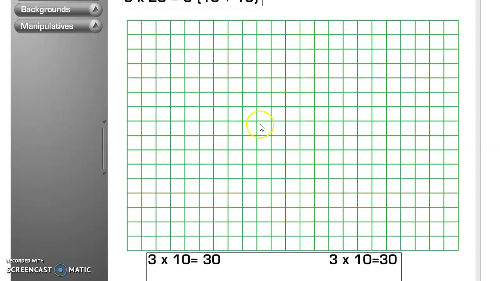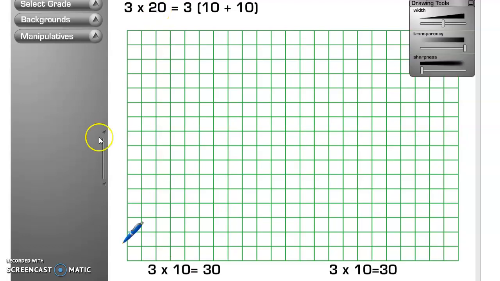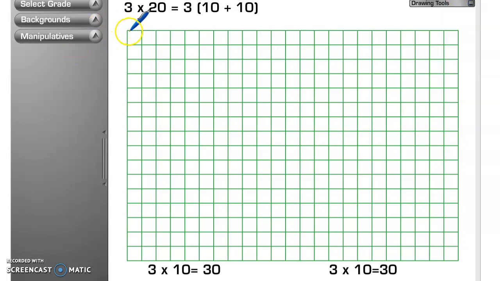Today with the distributive property, what we're going to be doing is we are going to be looking at grids. So our problem is 3 times 20. So what I'm going to do is I'm going to go down 3 rows in the grid. So 1, 2, 3. And I'm going to count over 10. 1, 2, 3, 4, 5, 6, 7, 8, 9, 10. So here is my first one.